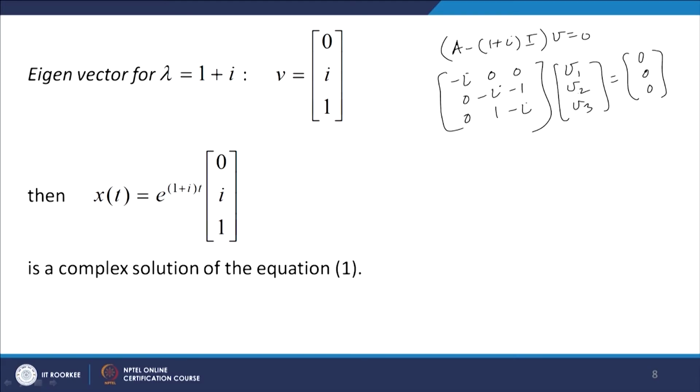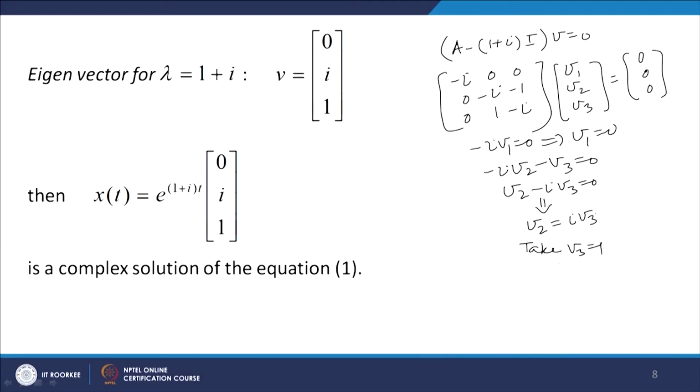Now, here you can see we have minus i B1 equal to 0, this is the first equation. So, we get B1 equal to 0. Then we get minus i B2 minus B3 equal to 0. This is the second equation, and the third equation is B2 minus i B3 equal to 0. So, the second and third equations give you B2 equal to i B3. Taking B3 equal to 1, then B2 equal to i. So, we get B1 is 0, so (0, i, 1). That is the eigenvector corresponding to lambda equal to 1 plus i.